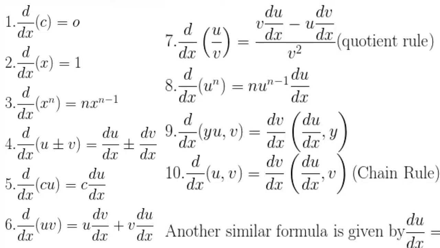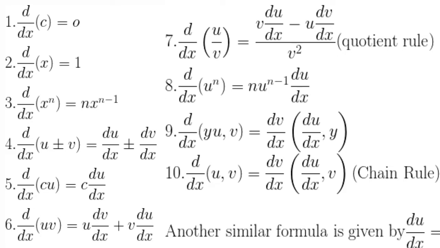Now here are a few formulas of derivation. Derivative of a constant number is 0, derivative of x is 1, derivative of any polynomial x raised to the power n is n x to the power n minus 1. Derivative of sum or difference of two functions, d by dx of u plus minus v, we can write du by dx plus minus dv by dx. Similarly, d by dx of c u, we can write c into du by dx.